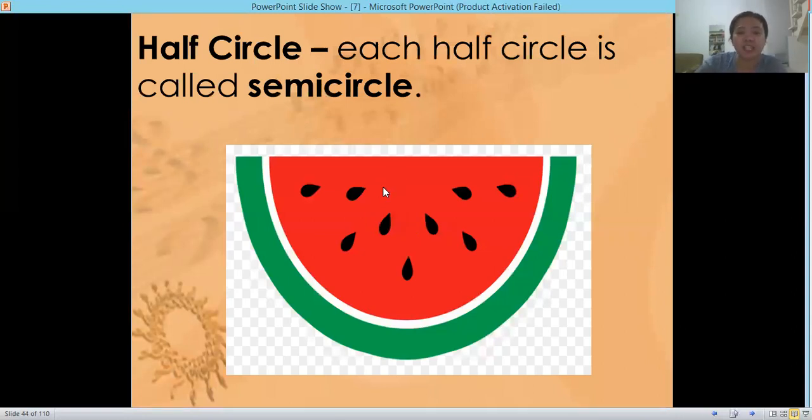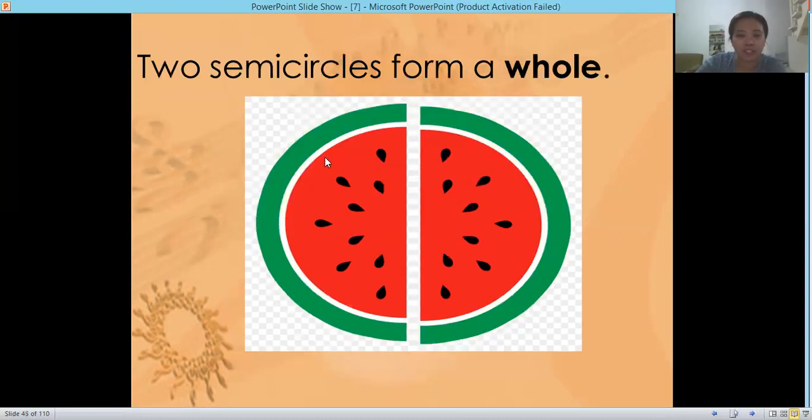Okay, now let's go to half circles and quarter circles. Each half circle is called a semicircle. So this one is an example of half circles. And then if we have two semicircles, then it's a whole already.